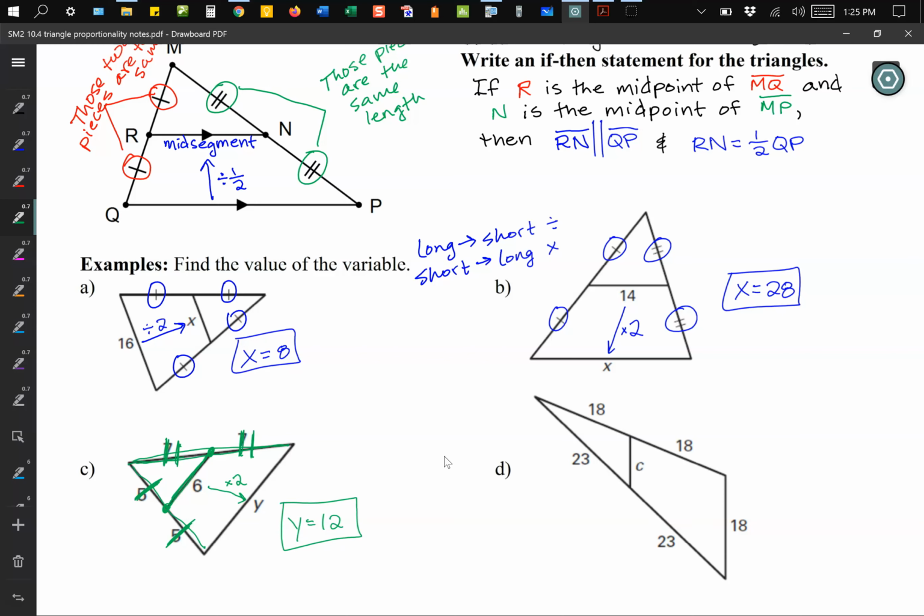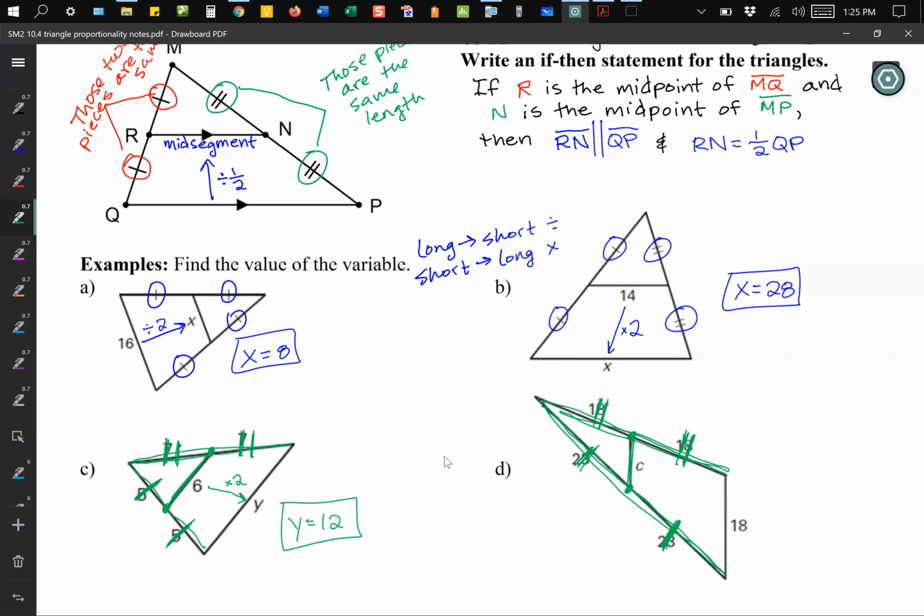Now again, don't get overwhelmed by all of the pieces here. The only reason for the 23s is to say, oh, hey, look, I cut this side in half. This piece is the same as this piece. That's a midpoint. These two 18s are just telling you, oh, this piece is the same as this piece. I cut the side in half. That's a midpoint. C is a midsegment. So don't panic about how many numbers there are.